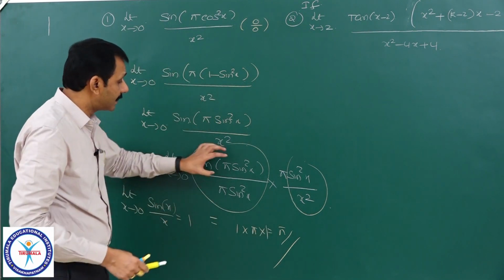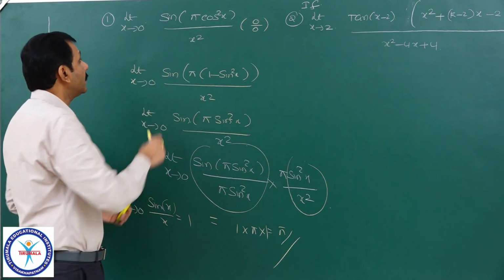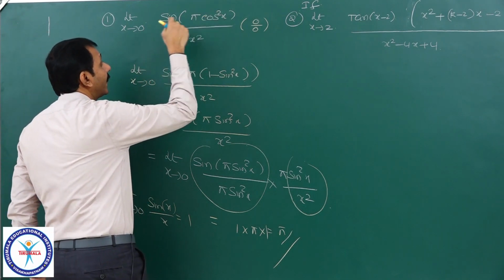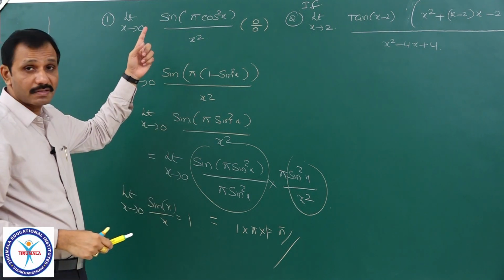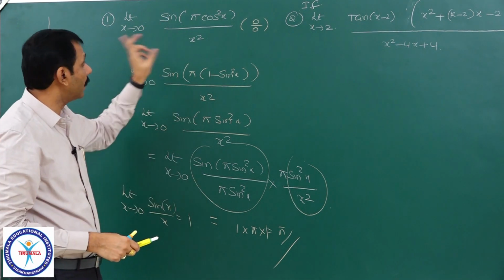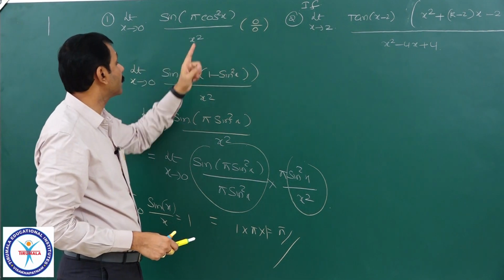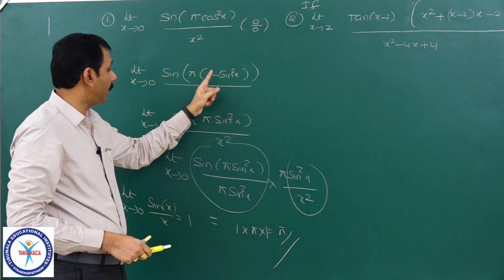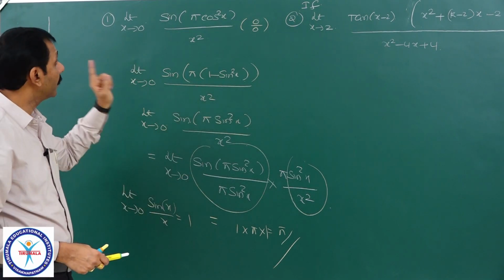Whereas this type I cannot evaluate here, because if I write sin of pi cos square x by cos square x, that is not in this form, therefore that is not applicable here, we cannot use it there. That is why I have written cos square in terms of 1 minus sin square, and I have written in this way. It is a previous JEE problem, an important model.